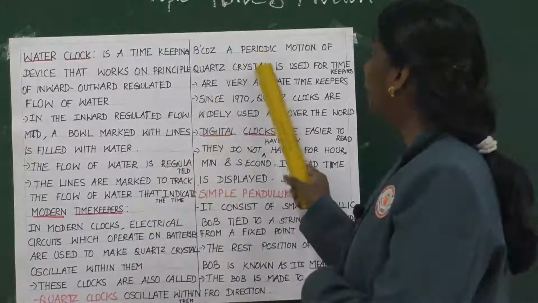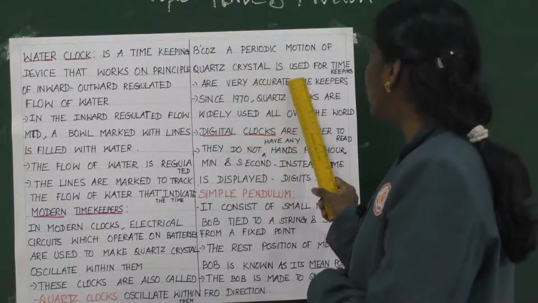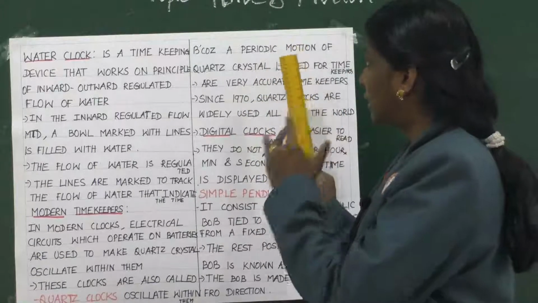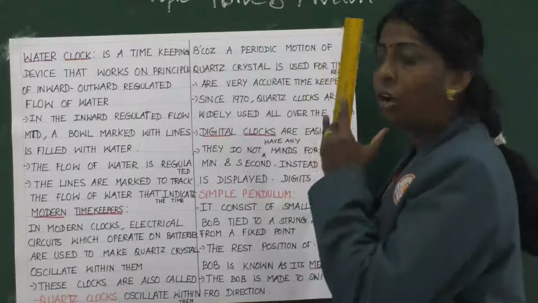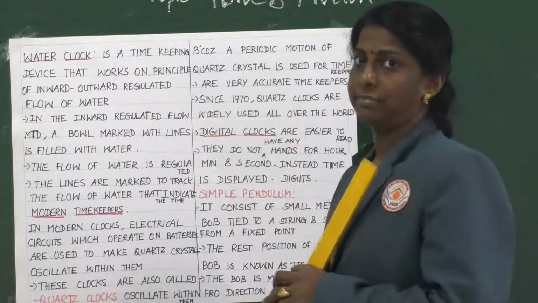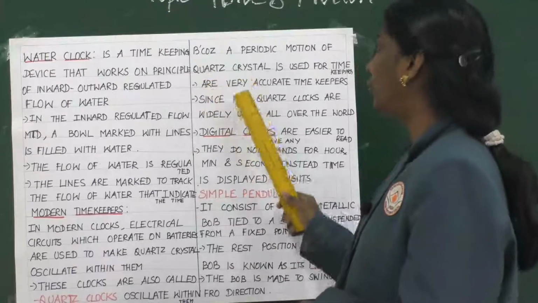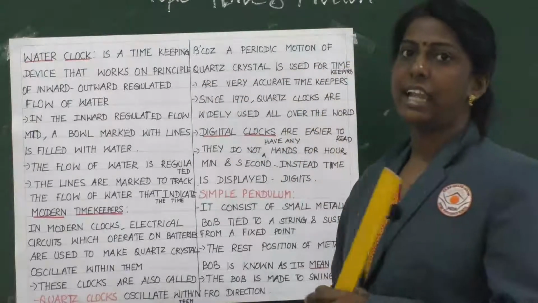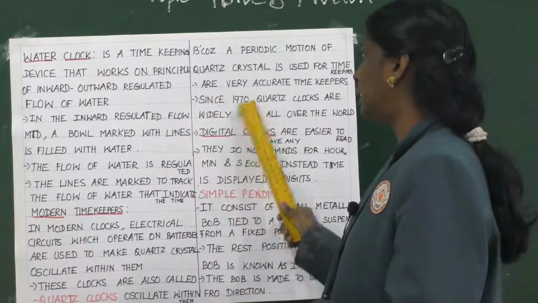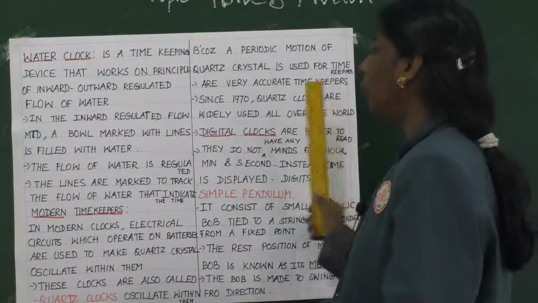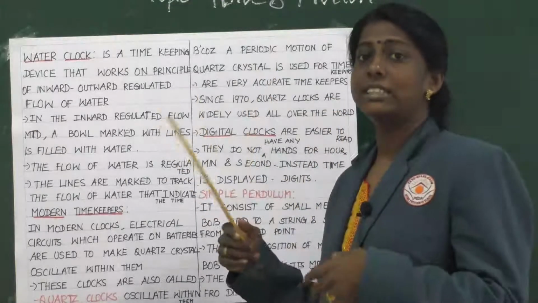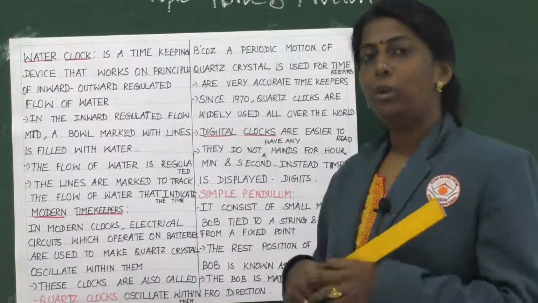Here a periodic motion of quartz crystal is used for timekeeping. So the quartz crystal is subjected to a periodic motion or movement, and by using that they are tracking the time. Clear? They are very accurate timekeepers. Since 1970, quartz clocks are widely used all over the world. From 1970 onwards, they are using this quartz clock very commonly all over the world.